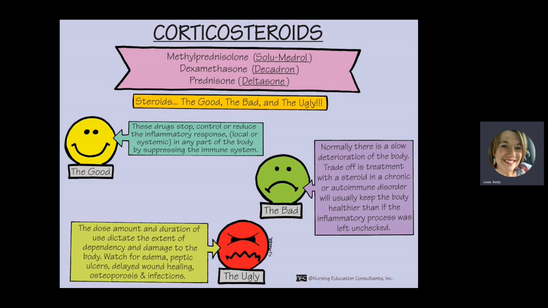Again, think about patients that get Addison's. I'm taking steroids all the time, so I'm not going to make any more. We need to decrease the amount slowly so the body can start. It can cause edema, peptic ulcers, delayed wound healing, osteoporosis, infection. So think about the body, if it's getting too much of these things, kind of the problems that can happen.